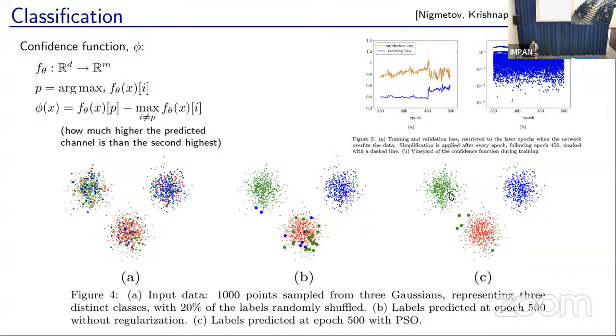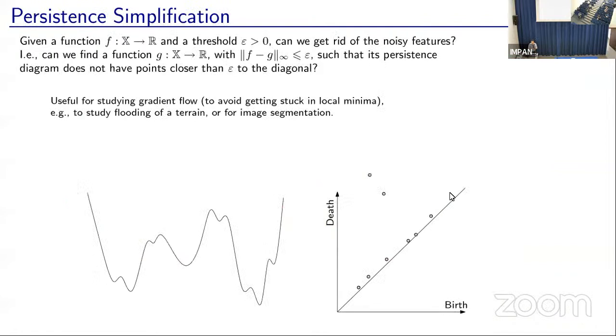The other place that I think this is useful, or sort of how this connects to past work: shortly after persistence was introduced, we posed this idea of persistence sensitive simplification. So the idea is you have a function f, you're given some threshold epsilon, and you want to get rid of all the noisy features, so everything that has persistence less than epsilon. So similar to the loss that I showed, all these points need to be gone. And so can you find a function g that is close to f that doesn't have these points? So in other words, a function that kind of flattens these spots out.